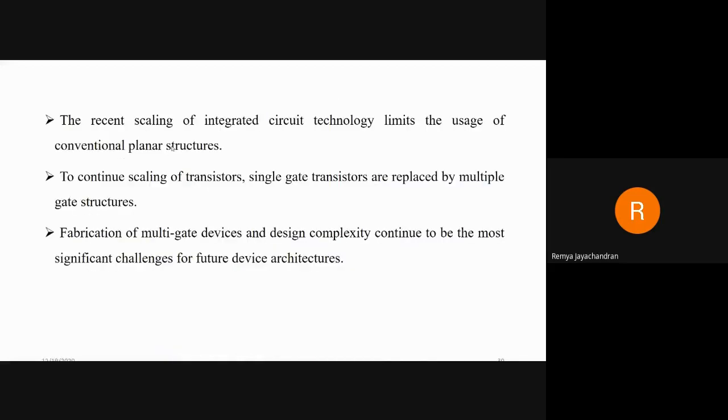So the recent scaling of integrated circuit technology limits the usage of the conventional planar transistor. To continue the scaling of the transistors, the single gate transistors are replaced by multiple gate structures like tri-gate FET, FinFET, and gate-all-around FET. The main challenge is the fabrication of these multi-gate devices and the design complexity.